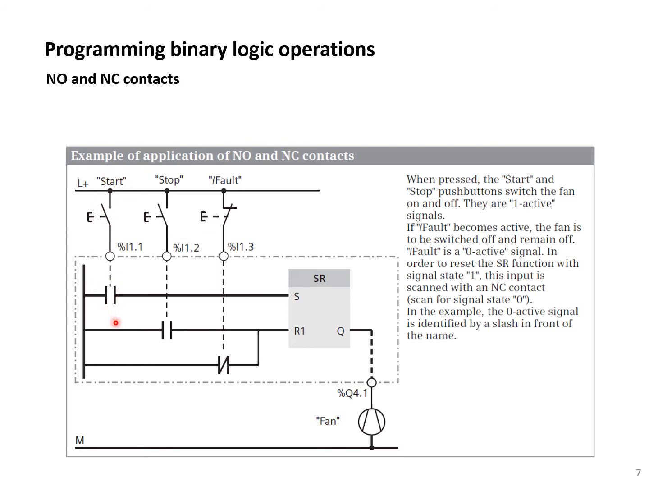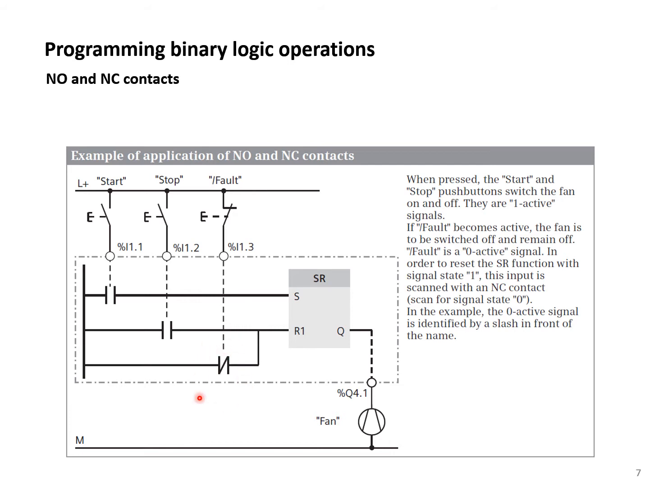If we press the start, the contact will be true and it will set this set reset box. Once the box is set, the output also will be true and the fan will start to work. Now let's say we want to stop it. We press the stop button, it will reset the set reset box. The output of the box will be false and the fan will turn off.